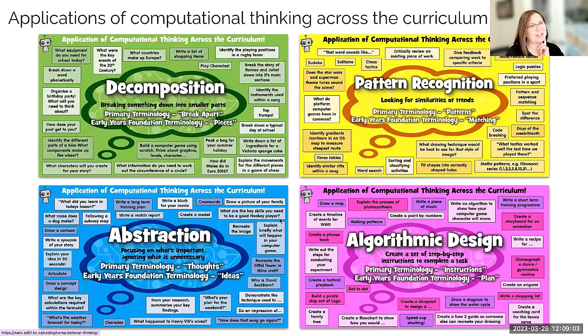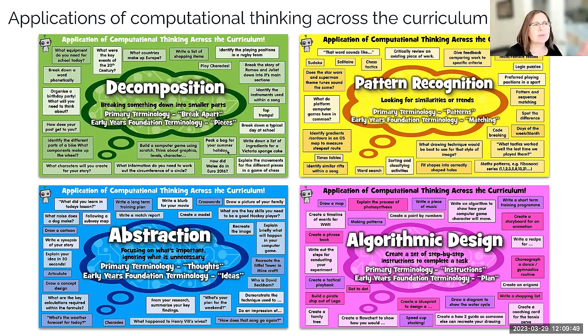I wanted to share these with you. There is a link on the last image here that takes you to a website created by School District 61 in BC. On their website, they have these 4 graphics: decomposition, pattern recognition, abstraction, and algorithmic design. And they give all kinds of examples of how we're already doing it. So for decomposition, identify the instruments used in a song. What were the key events of the 20th century? What countries make up Europe? What information do you need to work out the circumference of a circle?